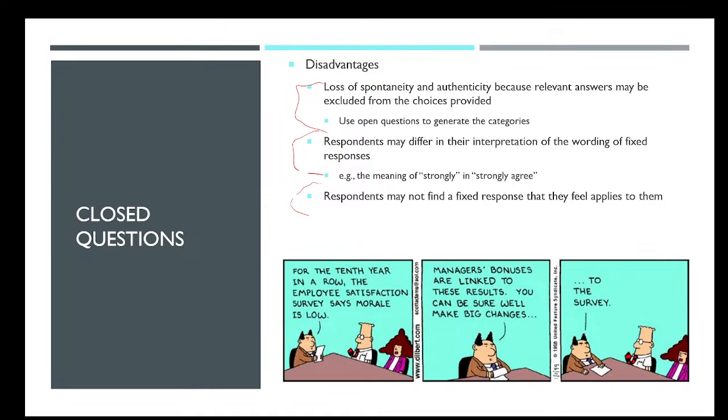Other disadvantages: there's no spontaneity, right? You lose spontaneity and authenticity because sometimes a relevant answer might be excluded from the choices you provide. You can use open questions to get around this, but again, they have their own problems. And sometimes people interpret fixed-response wordings differently. The meaning of strongly agree versus agree. And this actually is a real problem.